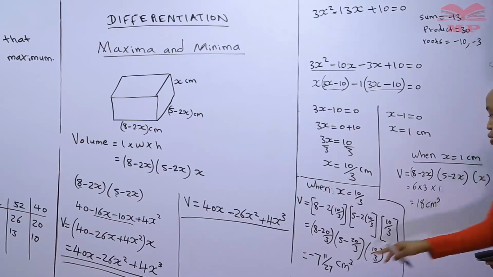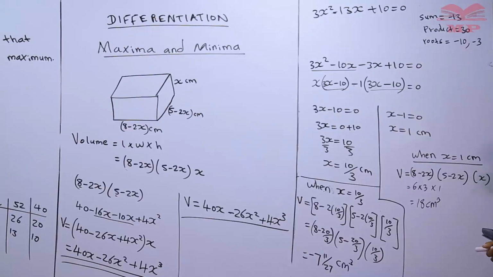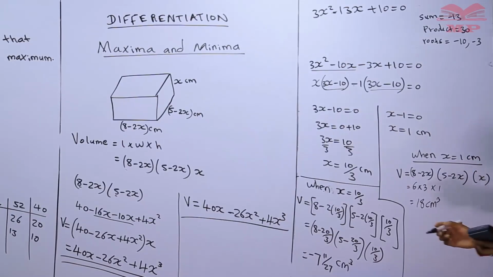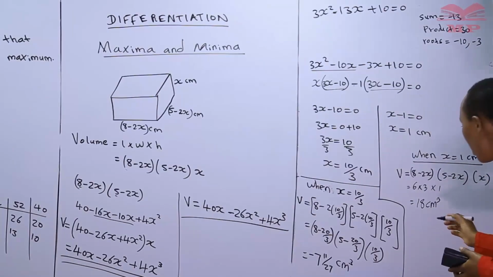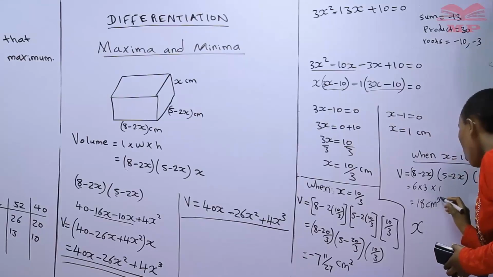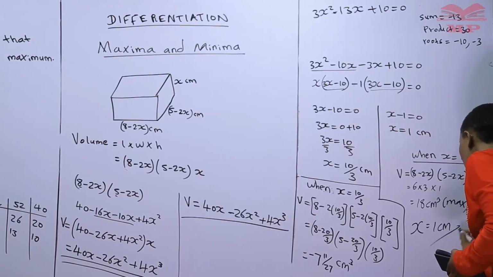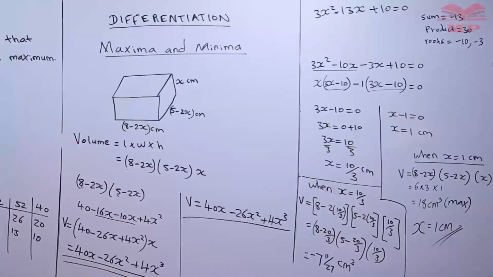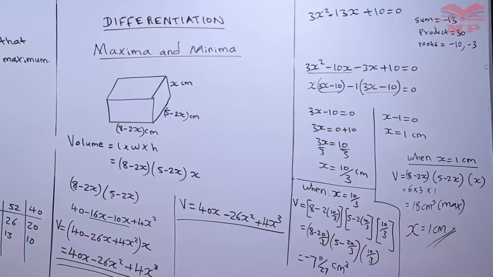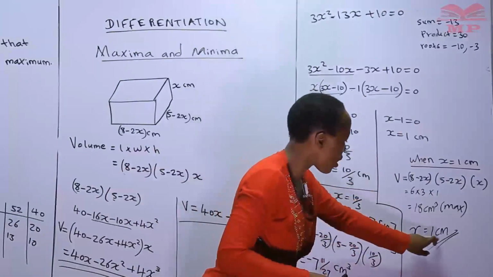So you can compare these two. Actually, volume cannot be negative, and therefore the maximum volume is when x is equal to 1 centimeter. And therefore, the value of x that makes the volume a maximum is 1 centimeter. When the volume is maximum, the value of x is 1 centimeter.